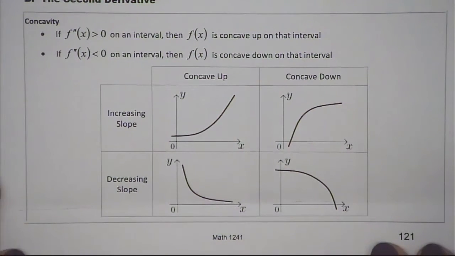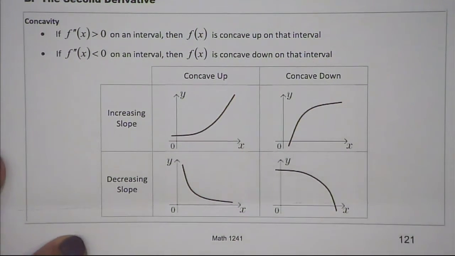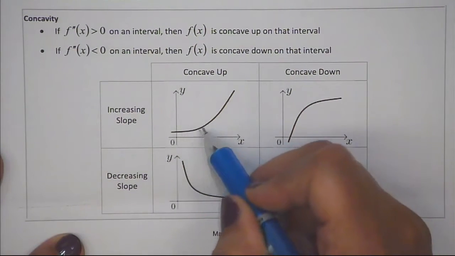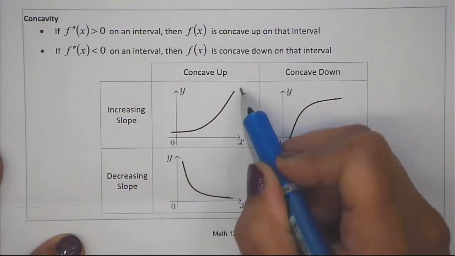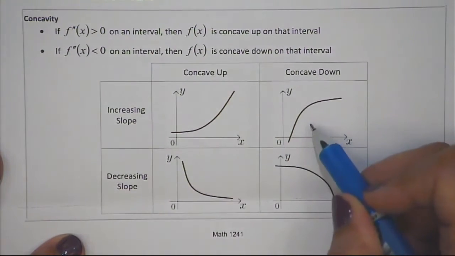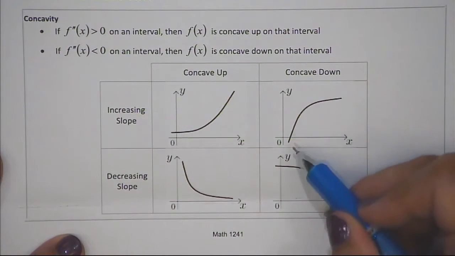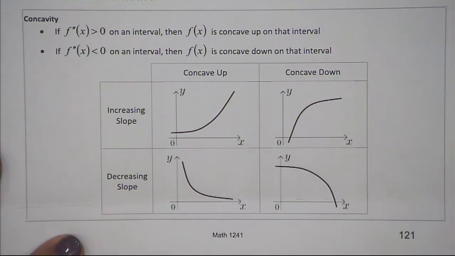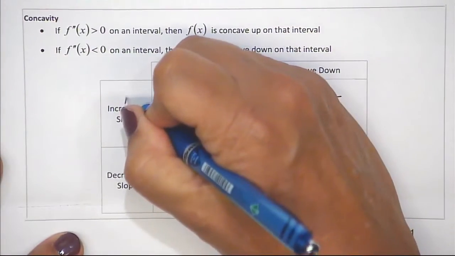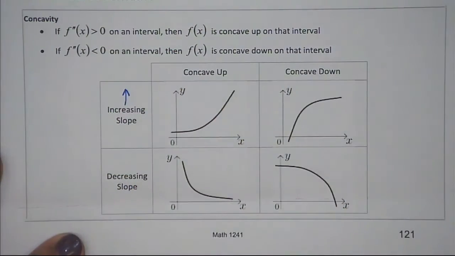Basically a graph takes on one of 4 shapes. This piece of the graph would be increasing, and it would also be concave up. This graph is still increasing, going up, but it's concave down. So you have to be able to tell which is which when we're doing these sketches. All right, so increasing slope. If we're doing increasing, I'm going to use an up arrow to represent increasing.